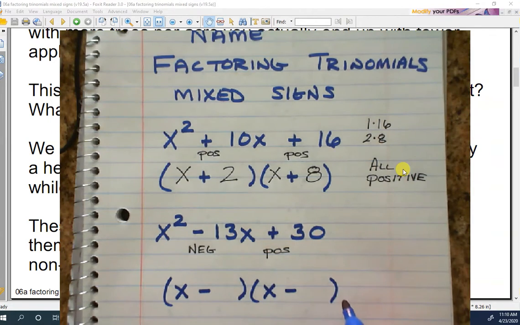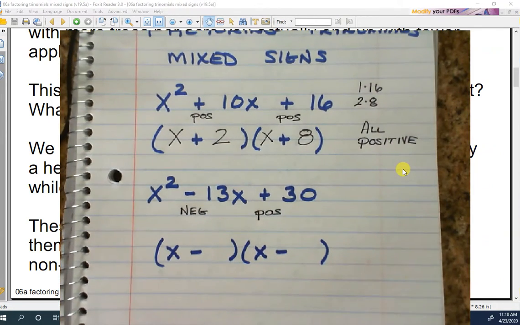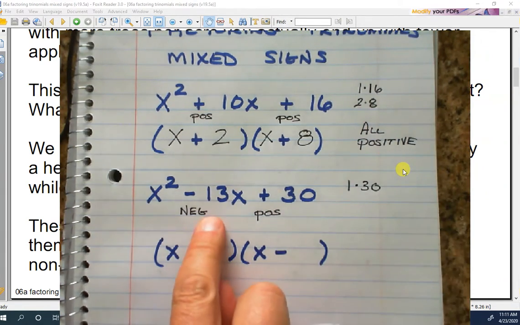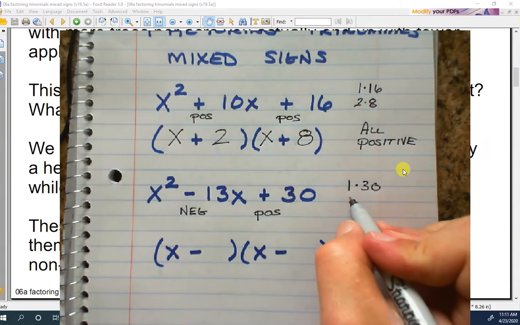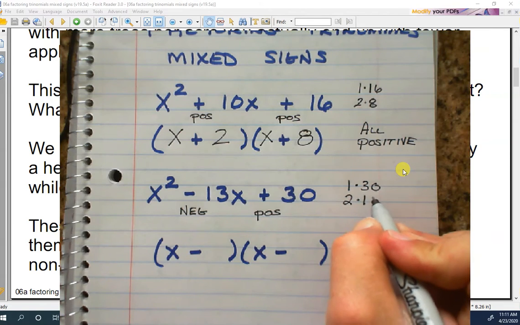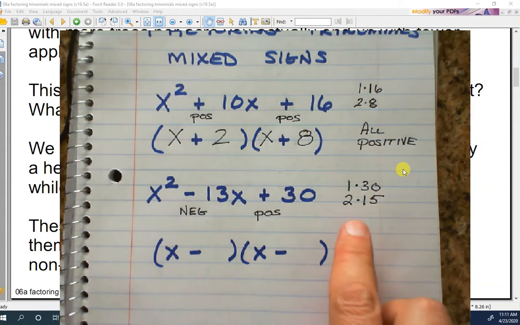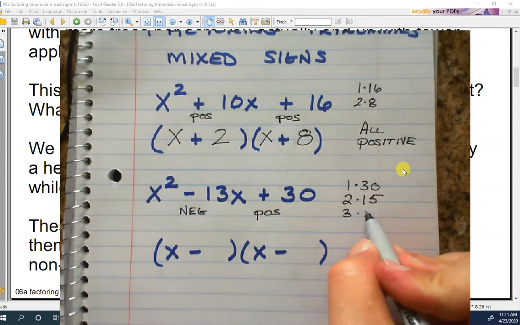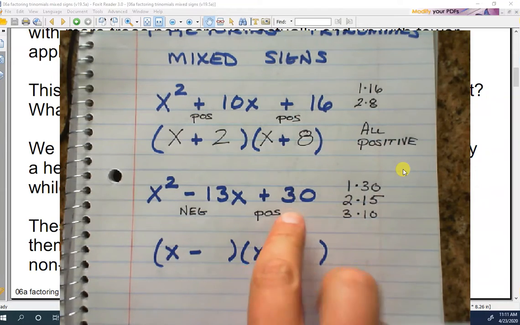So what are some ways to make a 30? You can make a 30 with a 1 and a 30, but that doesn't get me to a 13. I can go with a 2 and a 15, but also if I'm adding these together, that doesn't get me to a 13. How about a 3 and a 10? Yes, a 3 and a 10 will get me to my 30.